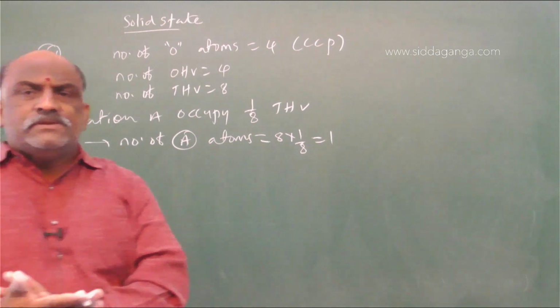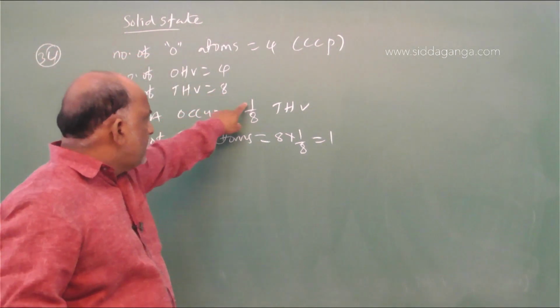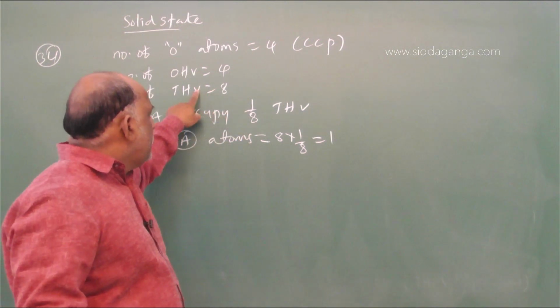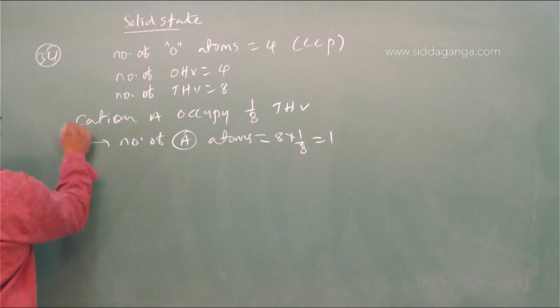Number of A atoms: total tetrahedral voids 8, and A occupies 1/8 of that 8. So 8 into 1 by 8 is equal to 1. Next, the second one.